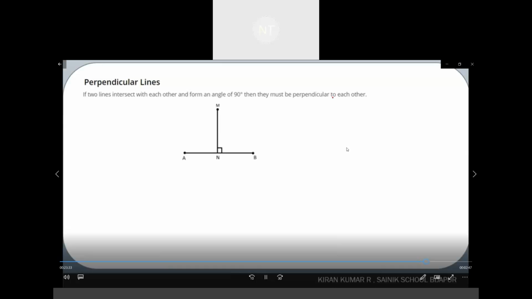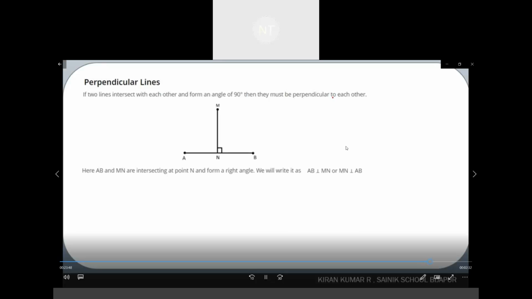Next concept we learn is related to perpendicular lines. If two lines intersect with each other and form an angle of 90 degrees, then they must be perpendicular to each other. Look at this figure. AB is a line segment. There is another line segment, MN. They both intersect each other at point N.